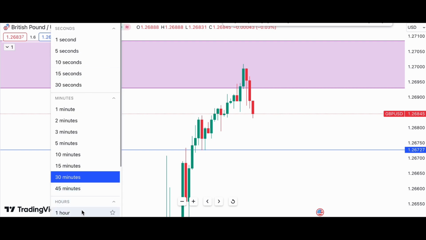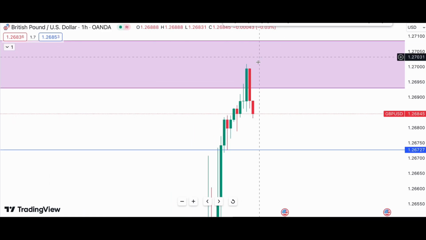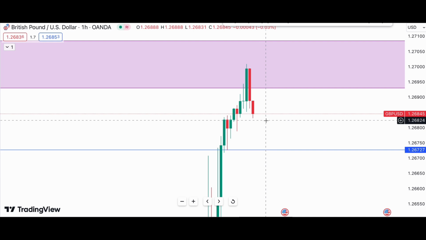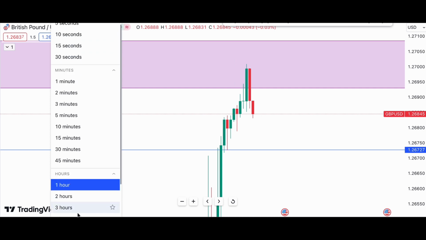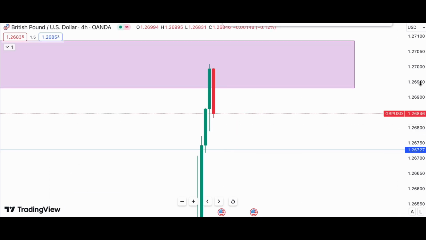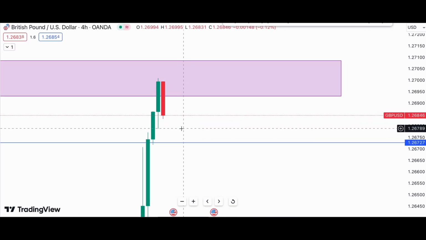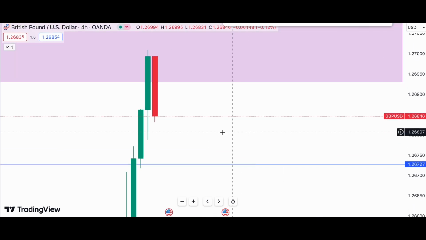Based on the M30, what I have seen here, even on H1, there is no engulfing as well. No engulfing, no clean breakout. So it's not strong enough. So we can wait for the H4.